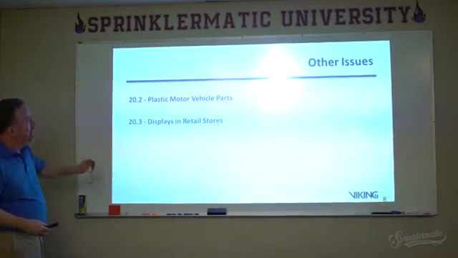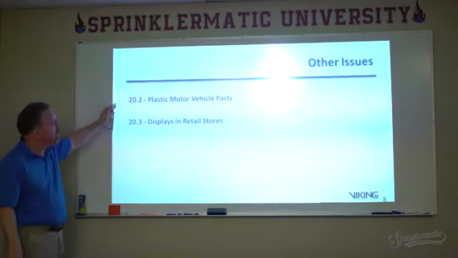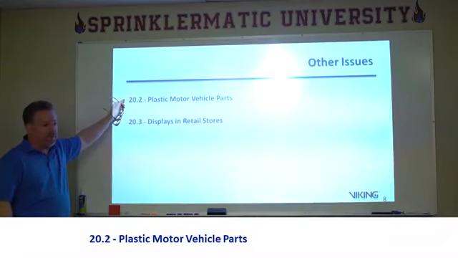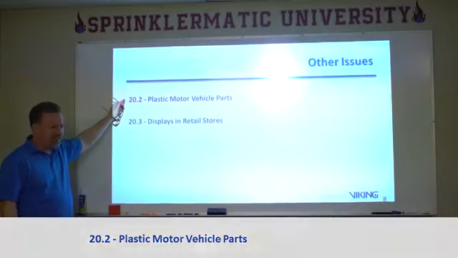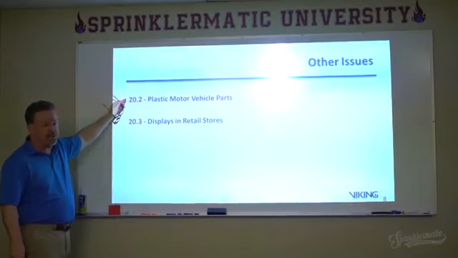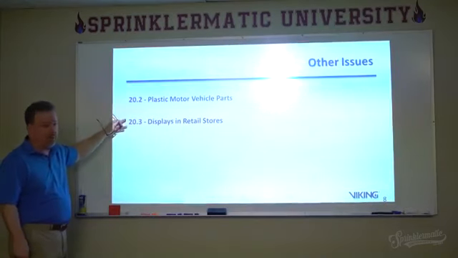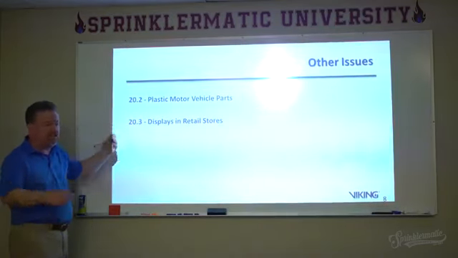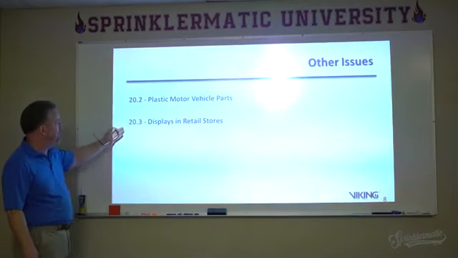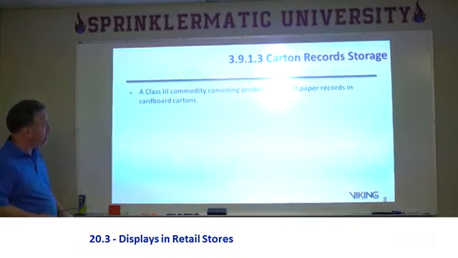Other issues, when you get into specific commodities in Chapter 20: plastic motor vehicle parts get stored differently than everything else because they need quick access. Automated storage is very different. We don't even have anything right at the moment in automated storage. That is truly an engineered system that is being put in there now. And displays in retail stores are also another one.